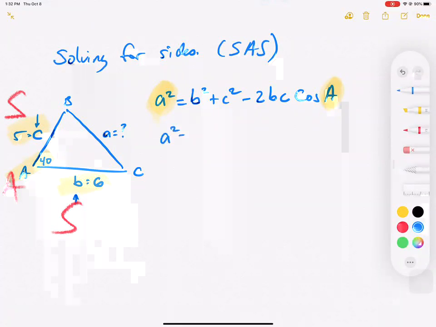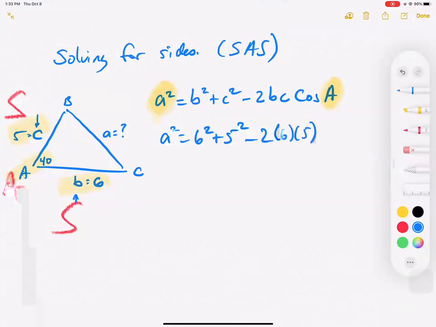a squared is equal to the sides that are adjacent to the angle, which are 6 squared plus 5 squared minus 2, because you have two sides. What were those two sides? Well, it's b and c. It's 6 and 5. Cosine of the angle we're looking for, which is 40.